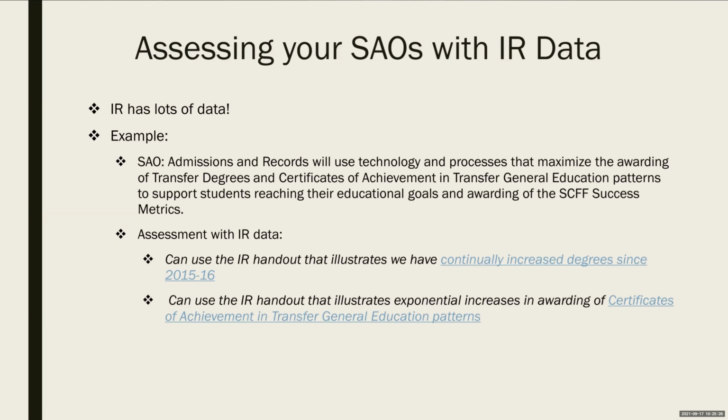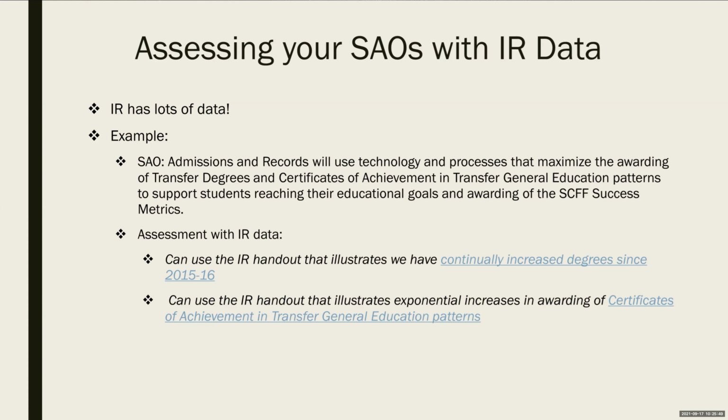Another way to assess your SAOs is with IR data. IR has lots of data. So an example of being able to do that might be that admissions and records will use technology and processes that maximize the awarding of transfer degrees and certificates of achievement in transfer general education patterns to support students reaching their educational goals and awarding of the SCIF success metrics.